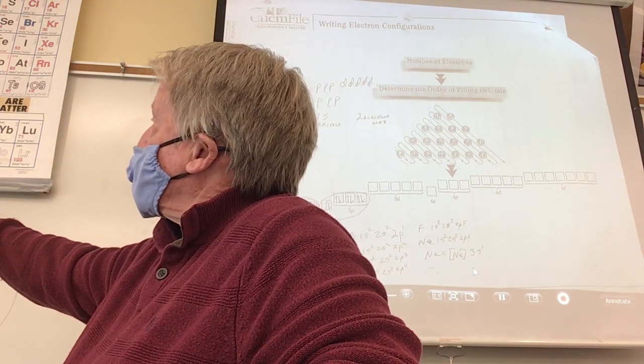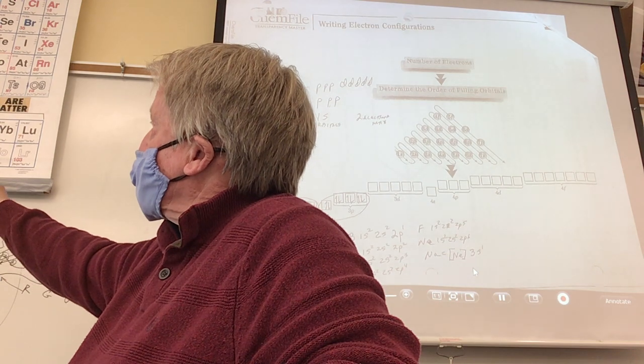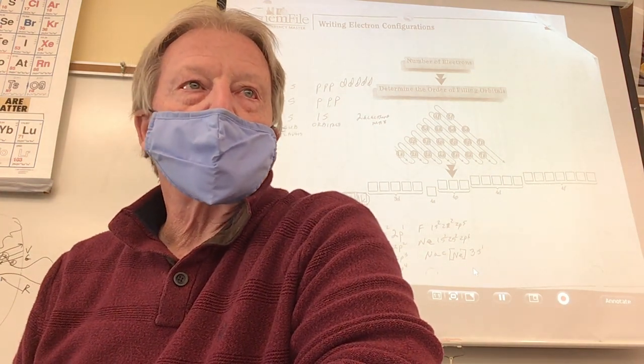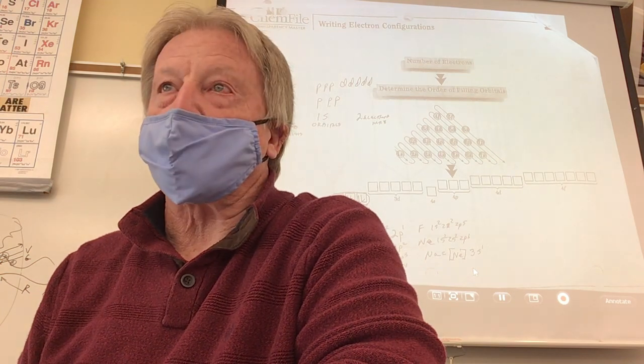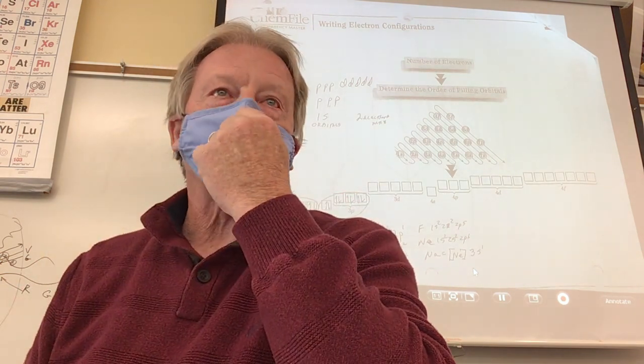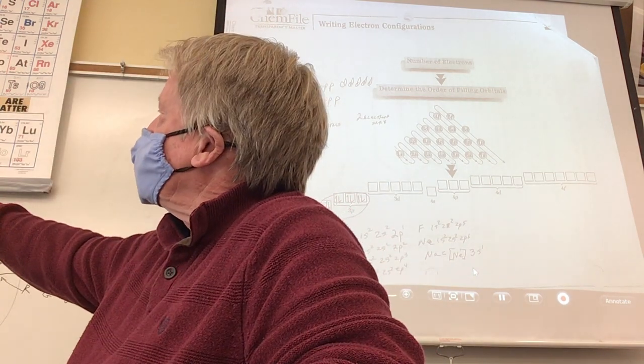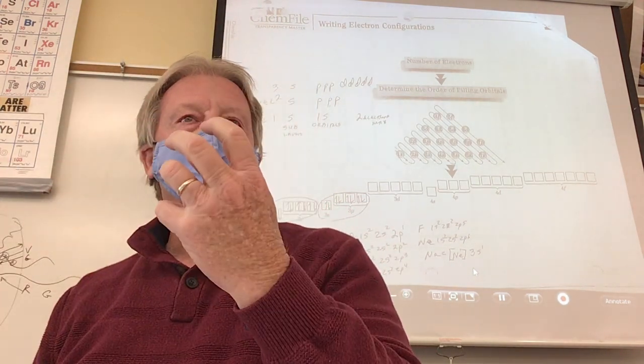2 times 7 is what? 14. I'm sorry, what did I say? You said 2 and 7. Sorry, I knew I said something wrong. I went to F, didn't I? How many d orbitals are there? 5. 5 times 2 is 10. Okay, so there's 10 elements right here.